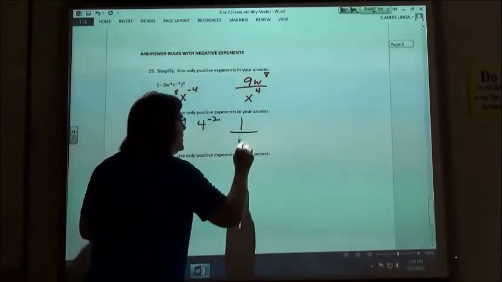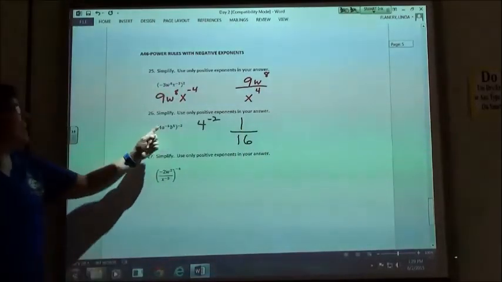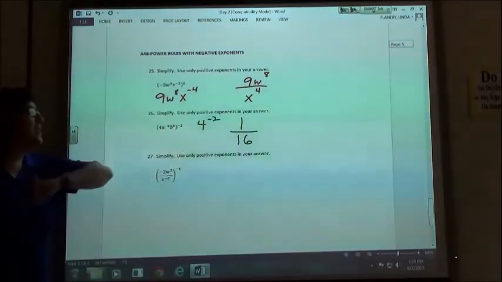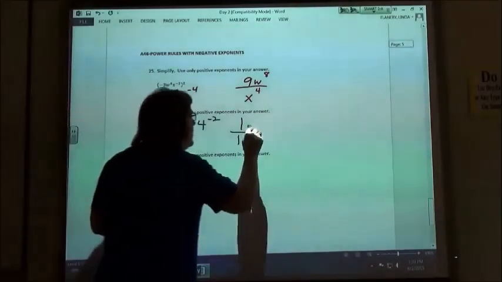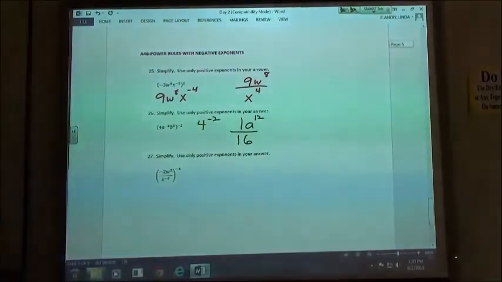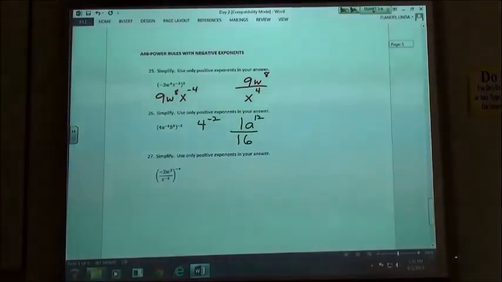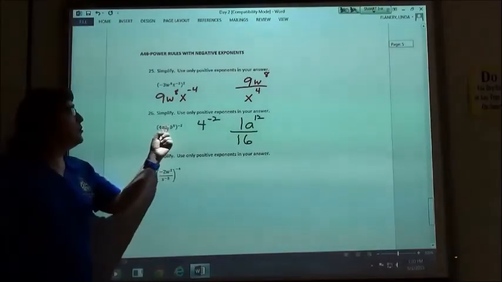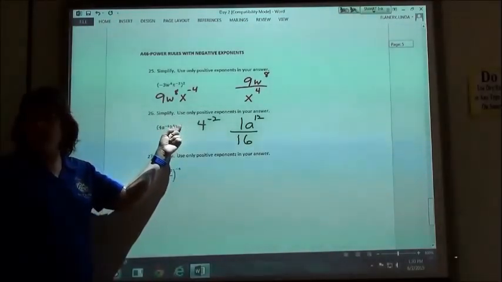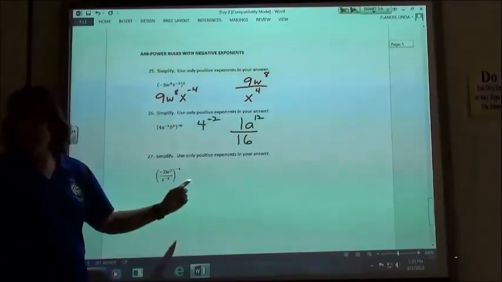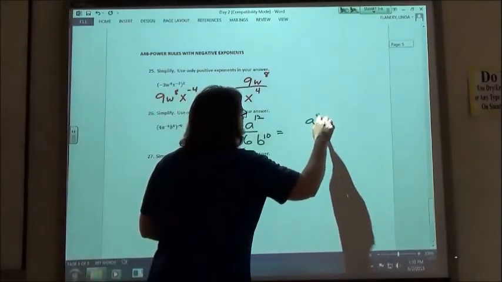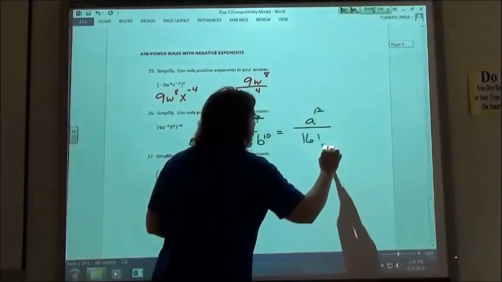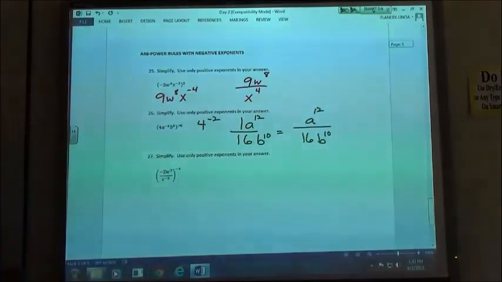So 1/16. If I do a to the negative 6 power raised to the negative 2, I would get a to the 12th. That's going to be on top because it has a positive exponent. If I have b to the 5th raised to the negative 2 power, I get b to the negative 10th, which means it's going to end up, instead of being on top, down on the bottom. Of course, they know you really don't need the 1. So a to the 12th over 16, b to the 10th is how that's going to end up.